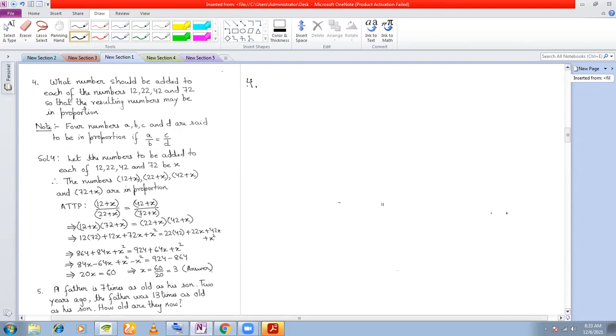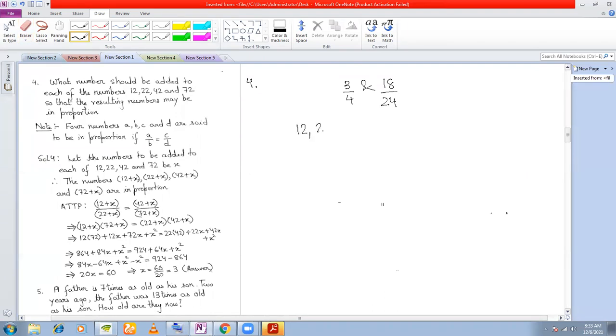So 3 is in proportion to 18. Let's say we multiplied 3 by 6, we got 18, right? And 4 we multiplied by 6, we got 24. But in this problem, we have to add to get the proportion.